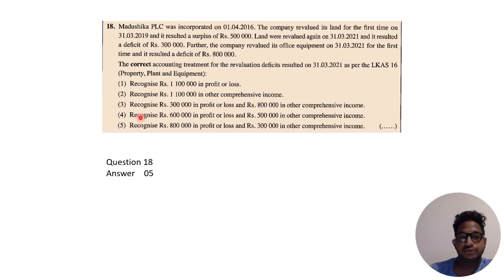So the correct answer should be the fifth one. Recognize 800,000 in profit or loss as an expense, right? So this 800,000 should be recorded as an expense, and the 300,000 in the other comprehensive income. That means 300,000 you should write off from the other comprehensive income. So the correct answer should be number 5.